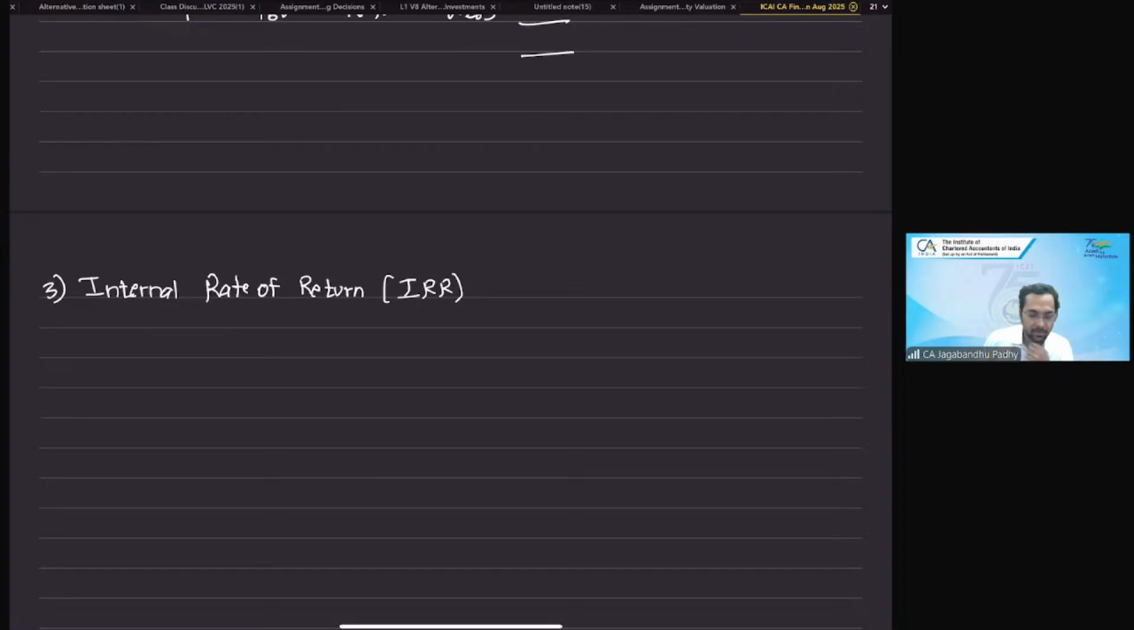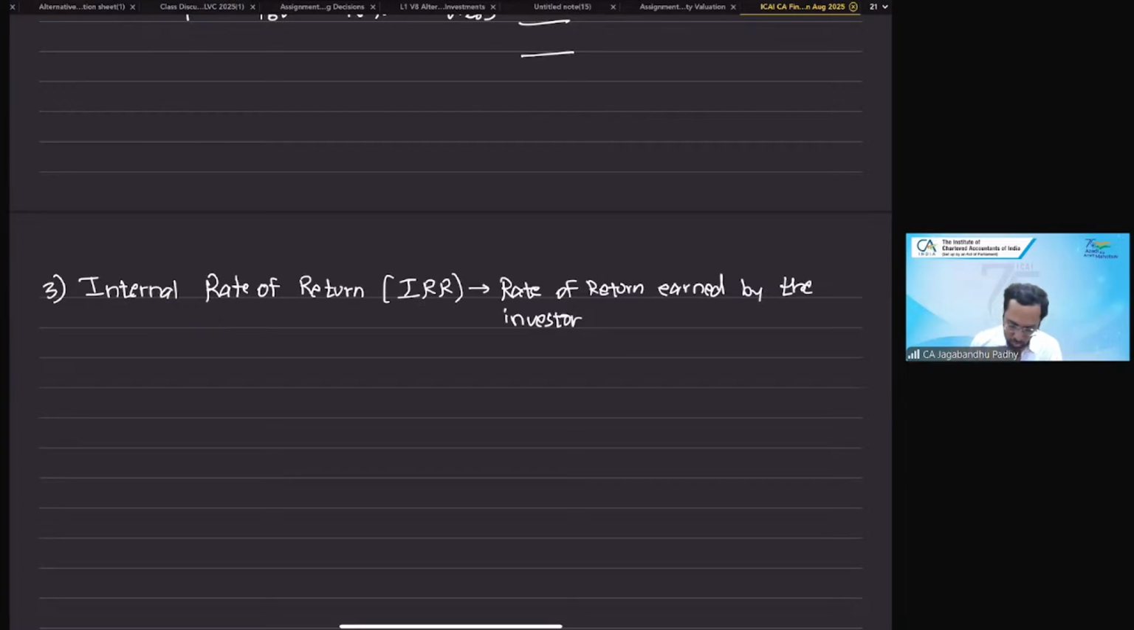IRR was essentially the rate of return earned by the investor. Like the investor is going to invest some money and is going to realize certain cash flow out of it, and the rate that the investor is earning, we call it the internal rate of return, or IRR, right?